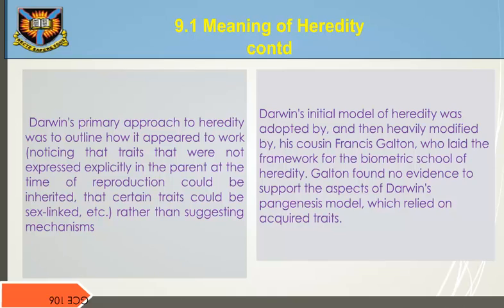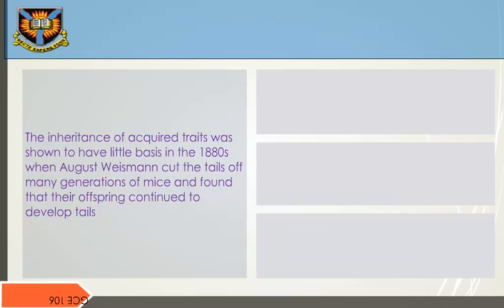Galton found no evidence to support the aspects of Darwin's pangenesis model, which relied on acquired traits. The inheritance of acquired traits was shown to have little basis in the 1880s when August Weismann cut the tails of many generations of mice and found that their offspring continued to develop tails.